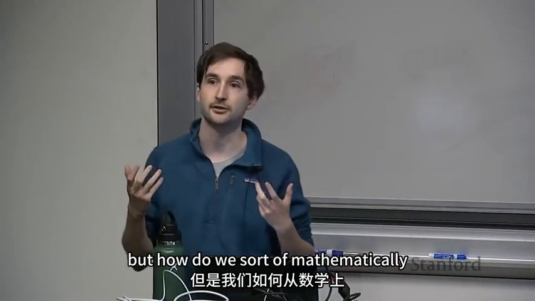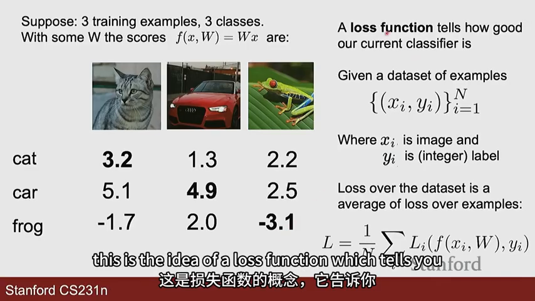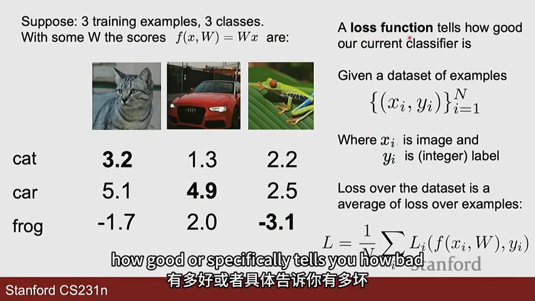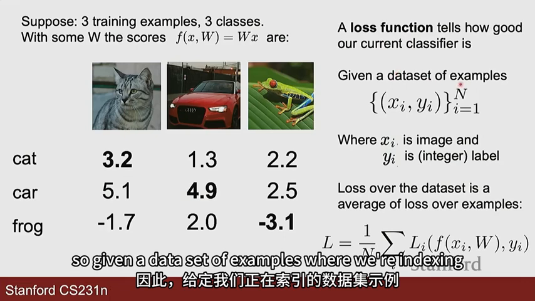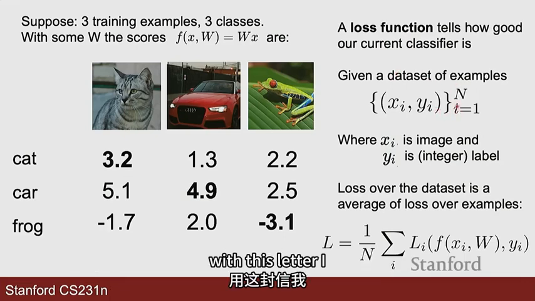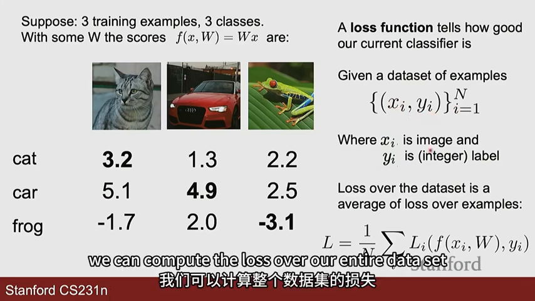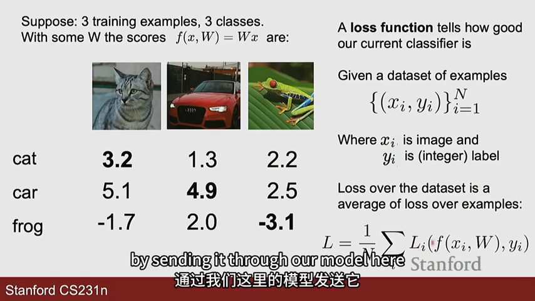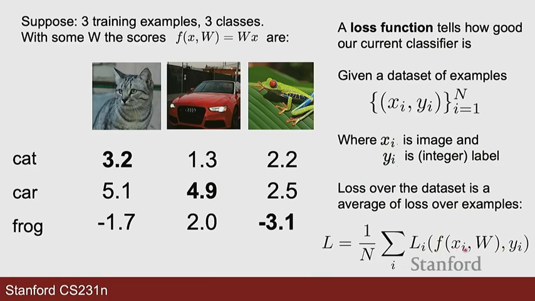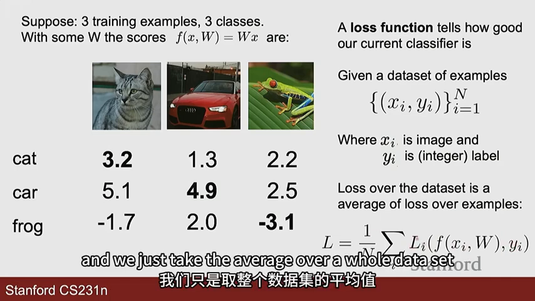So intuitively, we can tell that these scores are not very good. But how do we mathematically formalize this intuition? And how do we determine how good a given model is? This is the idea of a loss function, which tells you how good, or specifically how bad, a classifier is. Given a data set of examples, where we're indexing with this letter i, xi is each of the training examples and yi is each of the training labels. We can compute the loss over our entire data set, where we calculate this loss for each training example by sending it through our model, f of xi, W. We get our label, compare it to the ground truth label yi, and we just take the average over our whole data set.